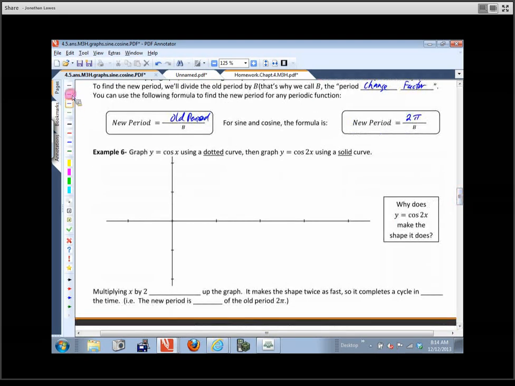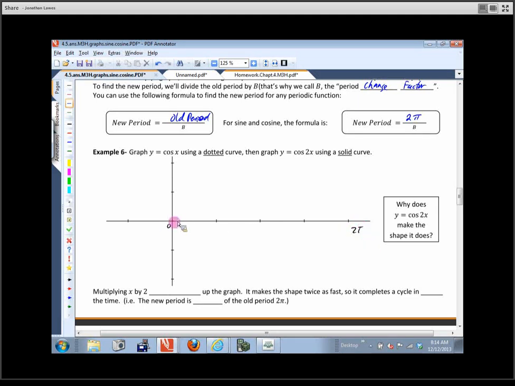So we've got some specific instructions here. It says graph y equals cosine of x, and then we're going to graph y equals cosine of 2x. And we're going to do this one using a dotted curve, and we're going to do this one using a solid curve. So I'm going to do the original one in black. You'll notice what I've got here is I've marked off all the axes. This is going to start at 0, and this is going to end at 2 pi.